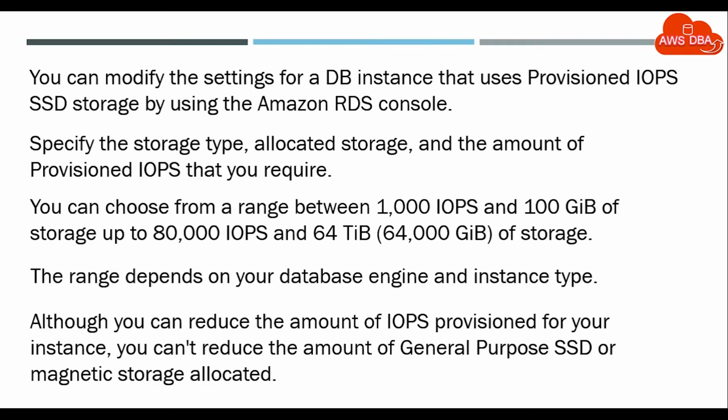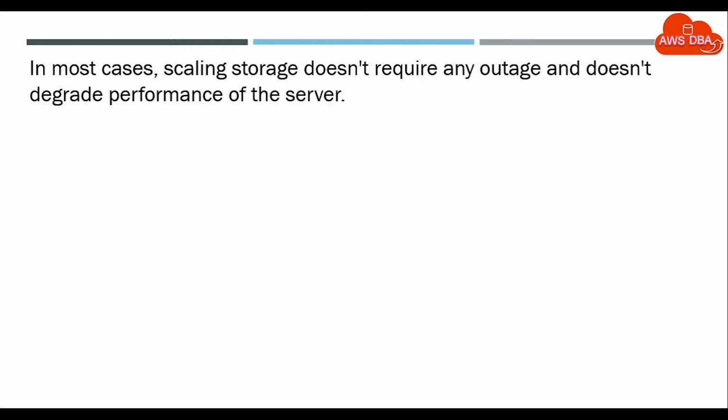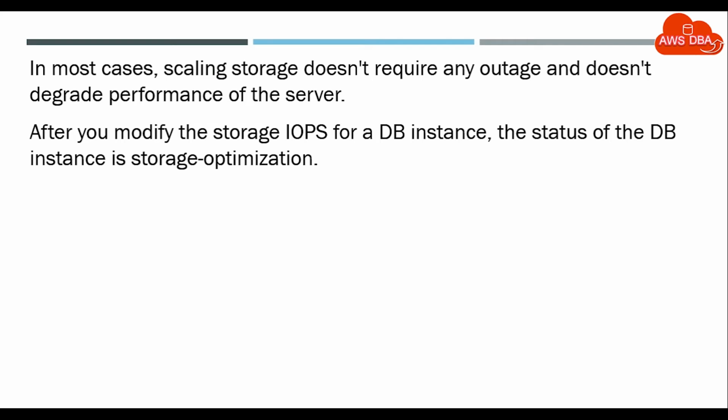Although you can reduce the amount of IOPS provisioned for your instance, you can't reduce the amount of general purpose SSD or magnetic storage allocated. In most cases, scaling storage doesn't require any outage and doesn't degrade performance of the server. After you modify the storage IOPS for a DB instance, the status of the DB instance is storage optimization.